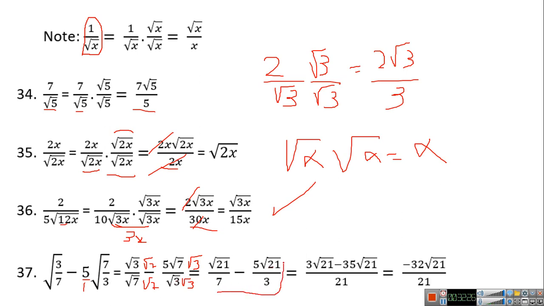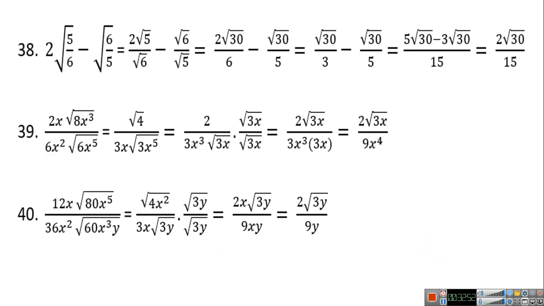You can stop here, but if you want to continue, you can do the same denominator like in the previous chapter we did last week. 21. 7 times 3 is 21, so I multiply up by 3. You're going to see here 3 root 21. 3 times 7 is 21. I multiply up by 7, so 5 times 7 is 35. 3 root 21 minus 35 root 21 is minus 32 root 21 over 21.